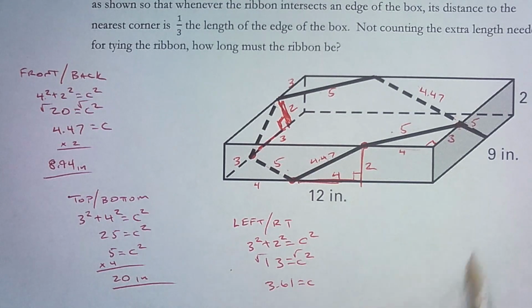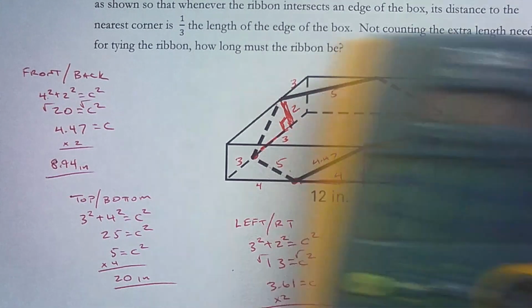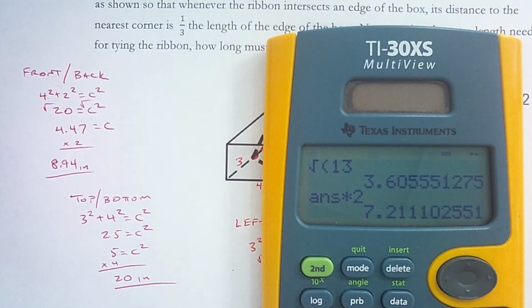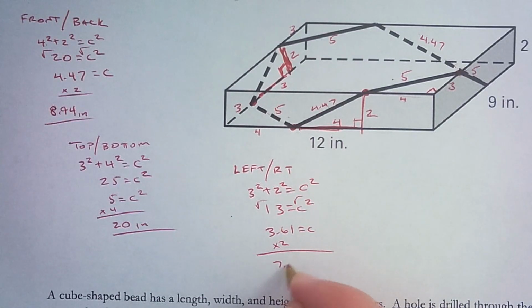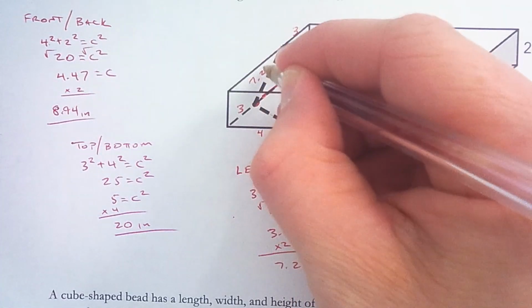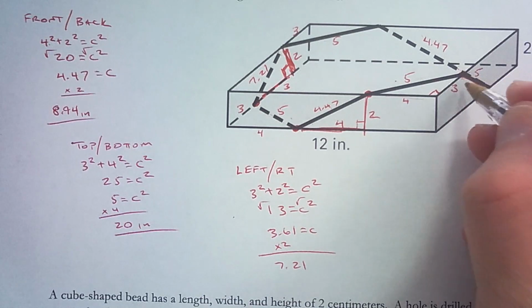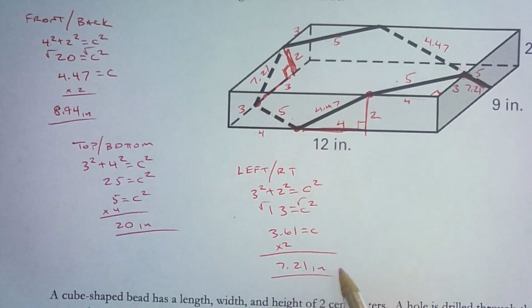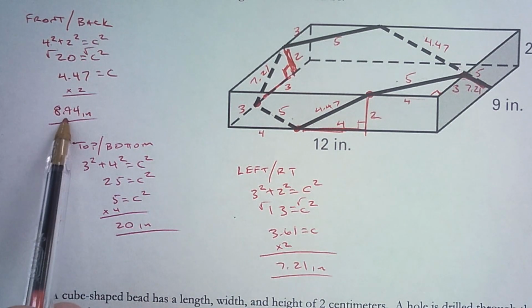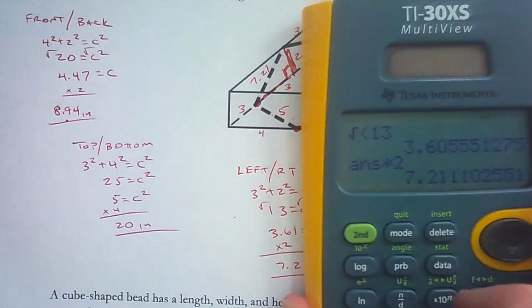Okay, and there's the left and the right, so there's two of those. Okay, so times 2 is 7.21. So there's a 7.21 here, and then this right here is 7.21. Okay, so for the front and back, I have a total of 8.94.